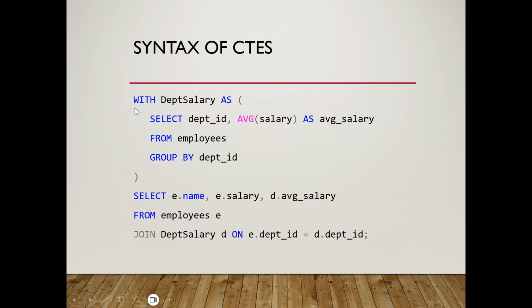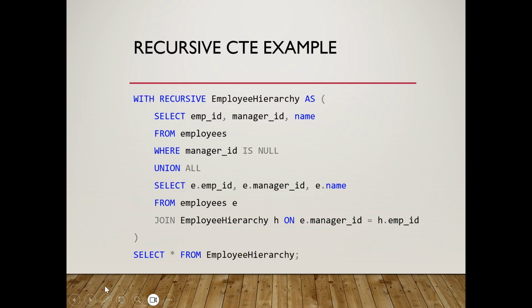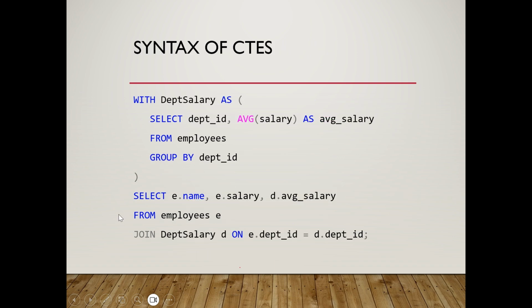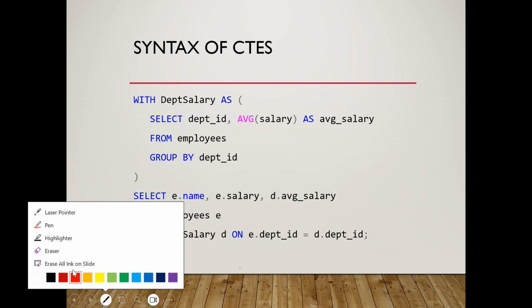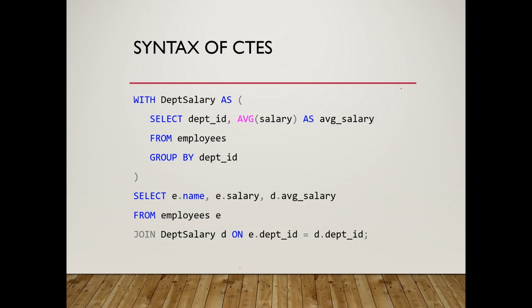So the common table expression is started with department salary. This is one block of code where we are getting the average salary.